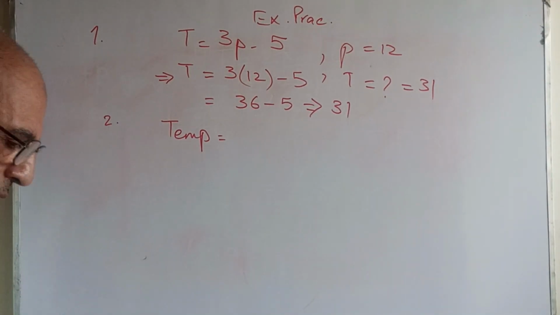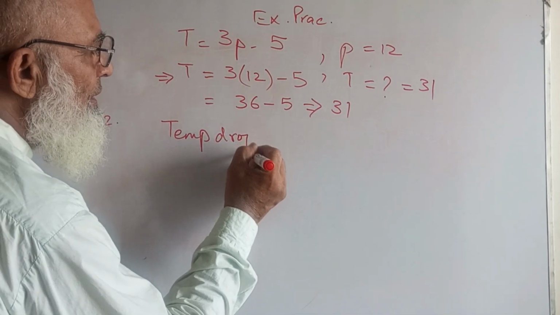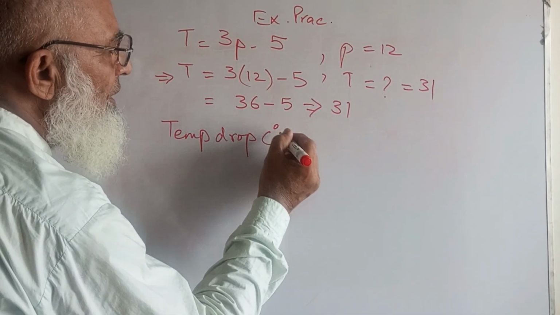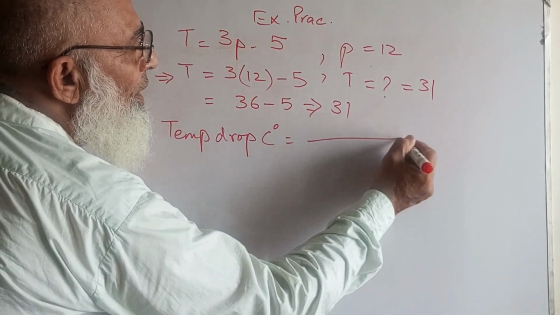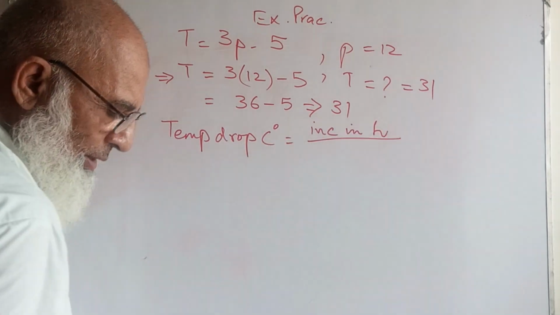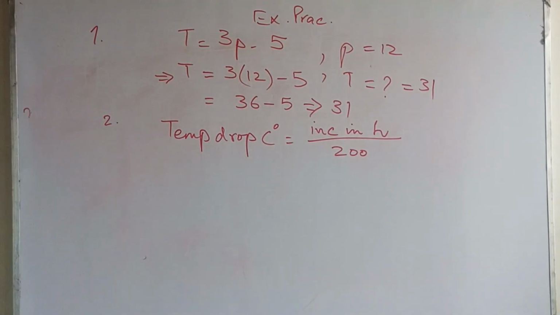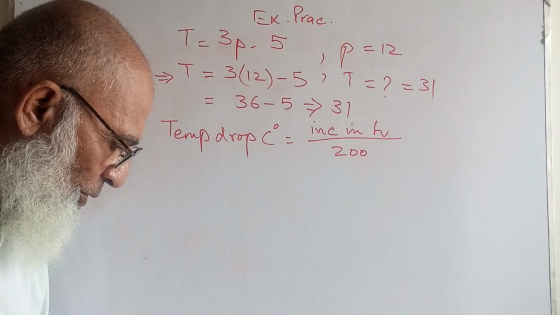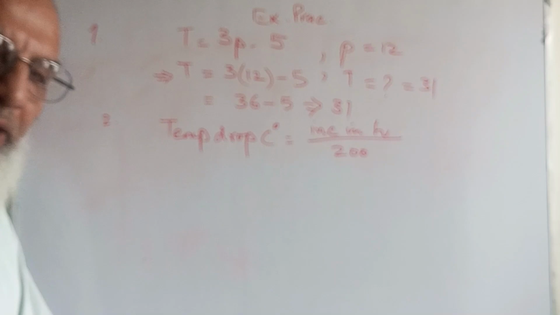Temperature drop in centigrade is equal to the increase in height divided by 200. Now this is the formula given in question number 2. There are two parts of this question. Part A: if the temperature at a height of 500 meters is 23.